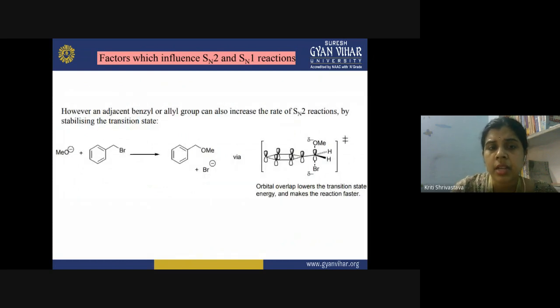A benzyl or allyl group adjacent to the reaction center increases the rate of the SN2 reaction because it stabilizes the transition state. So you can see that when you have a benzyl group attached to the bromide, it will stabilize the transition state, and therefore the SN2 reaction will be preferred because the orbital overlap lowers the transition state energy and makes the reaction faster.